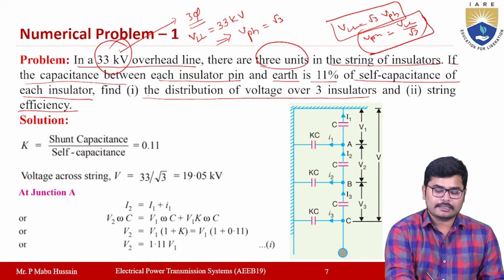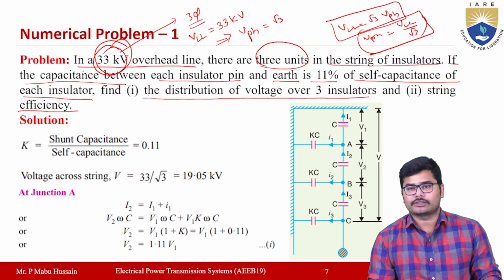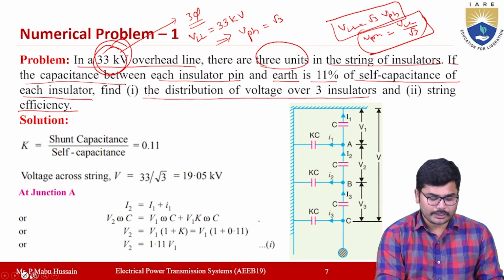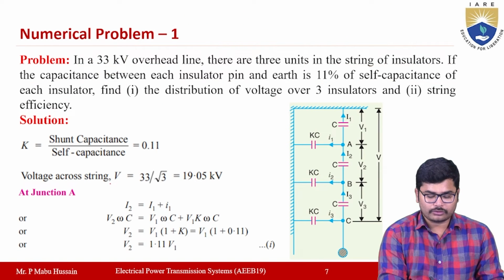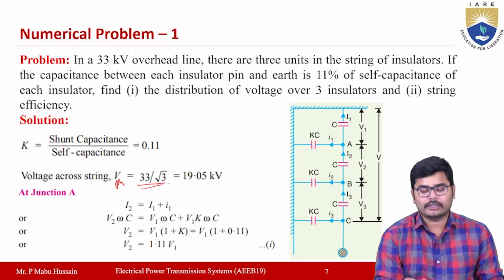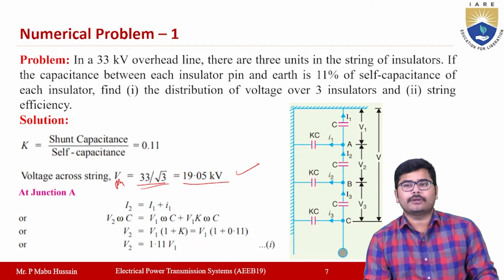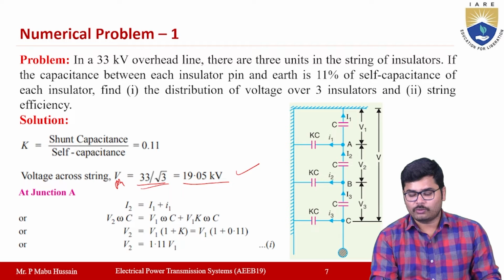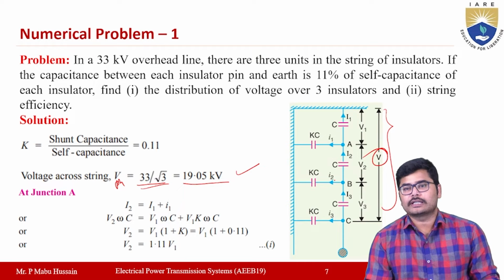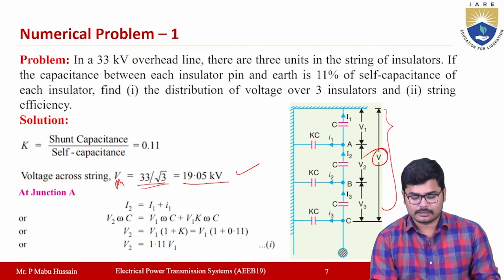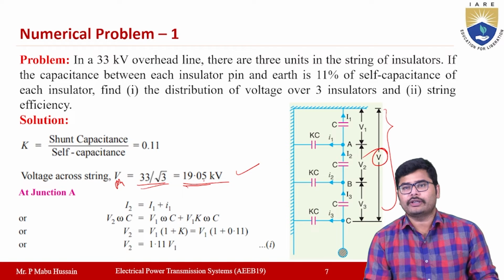Here this 33 kV represents the line to line voltage. So to get the phase voltage, you have to divide that by root 3, so that you get the per phase voltage, which will be equal to 19.05 kilovolts. That means the voltage across the total string is the phase voltage, so that phase voltage is 19.05 kilovolts.